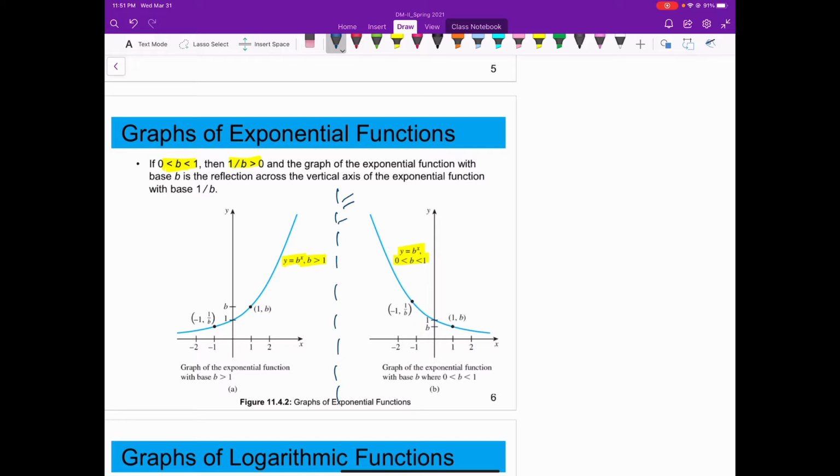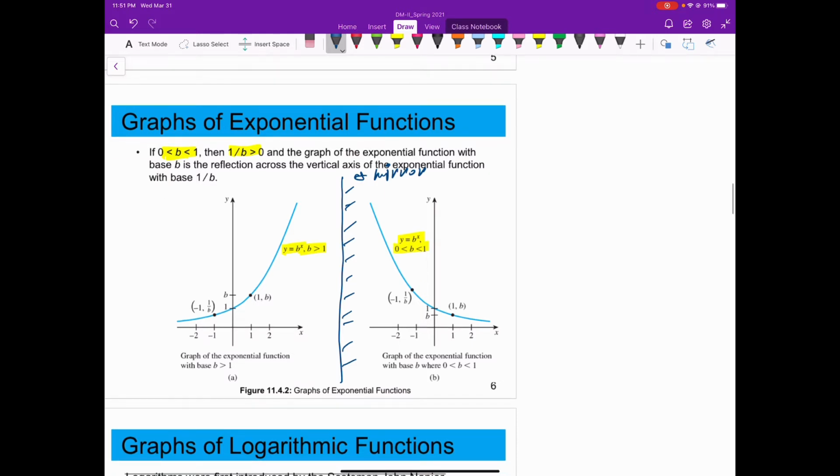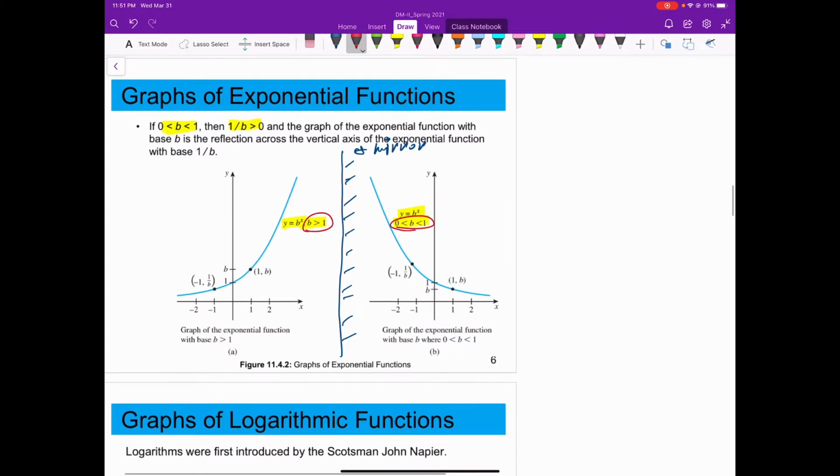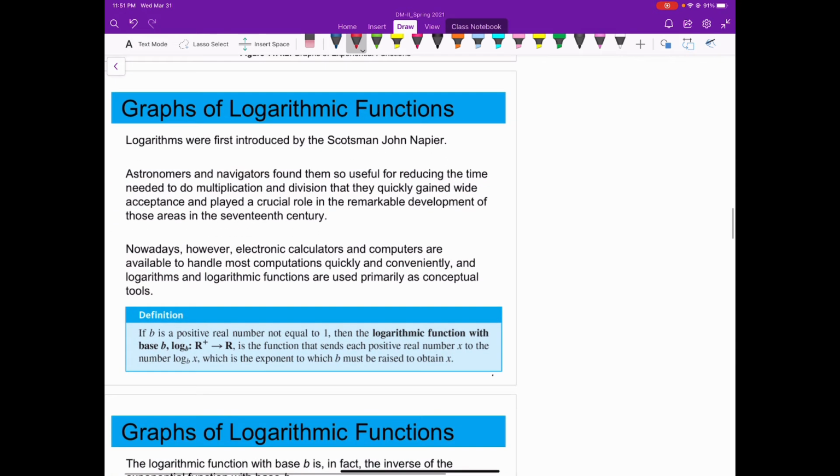let's say you keep a mirror here. Let me draw the mirror like this. It's a mirror. Okay, so you see the mirror image of one function on the other side of the other function. All right, so the only change is b. Here b is greater than 1. Here b is between 0 and 1. All right, let's move to the next slide.